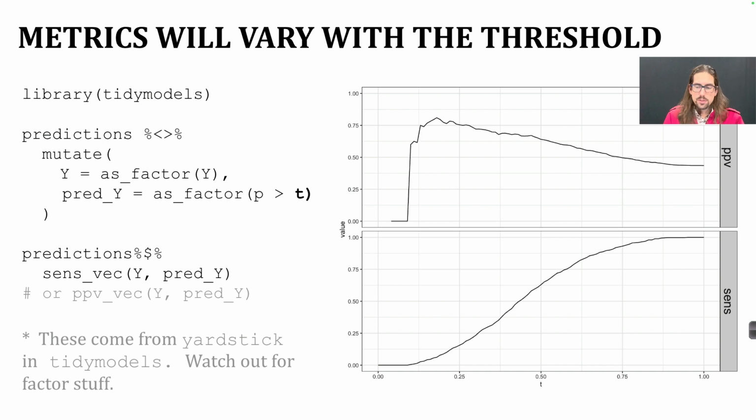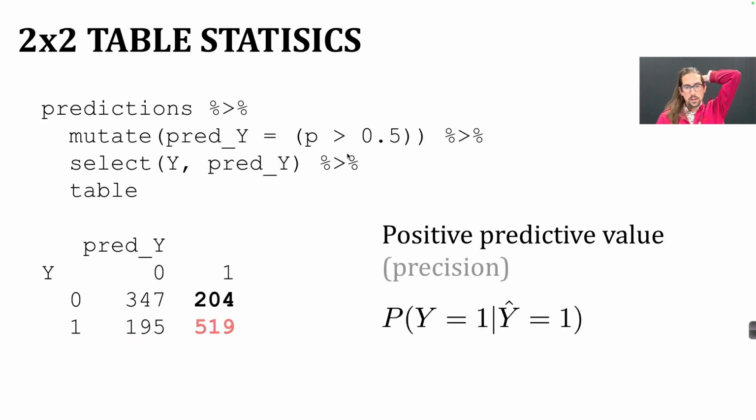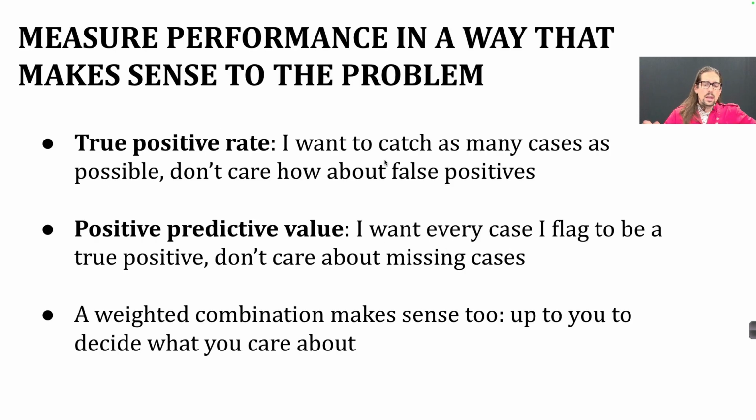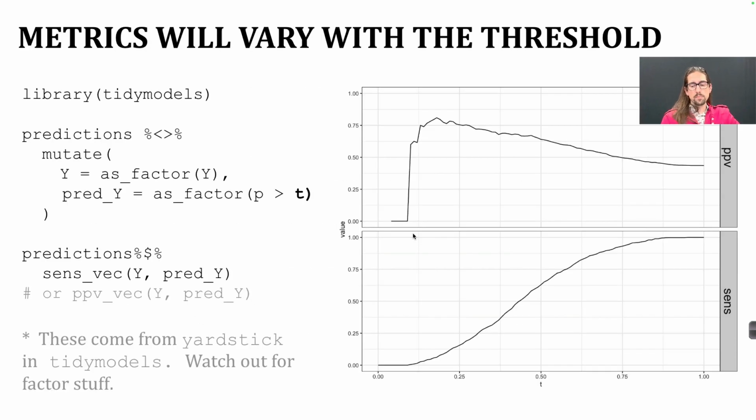Now, one problem with these metrics, these 2x2 table metrics, is that they vary with the threshold that you pick. So here, for example, I was using p greater than 0.5 to say the outcome is predicted positive versus predicted negative. And if I had changed what this number is, then all of these numbers will change around. And so what I could do is make a plot of how the positive predictive value and the sensitivity, for example, change as I change this threshold, and see what happens.